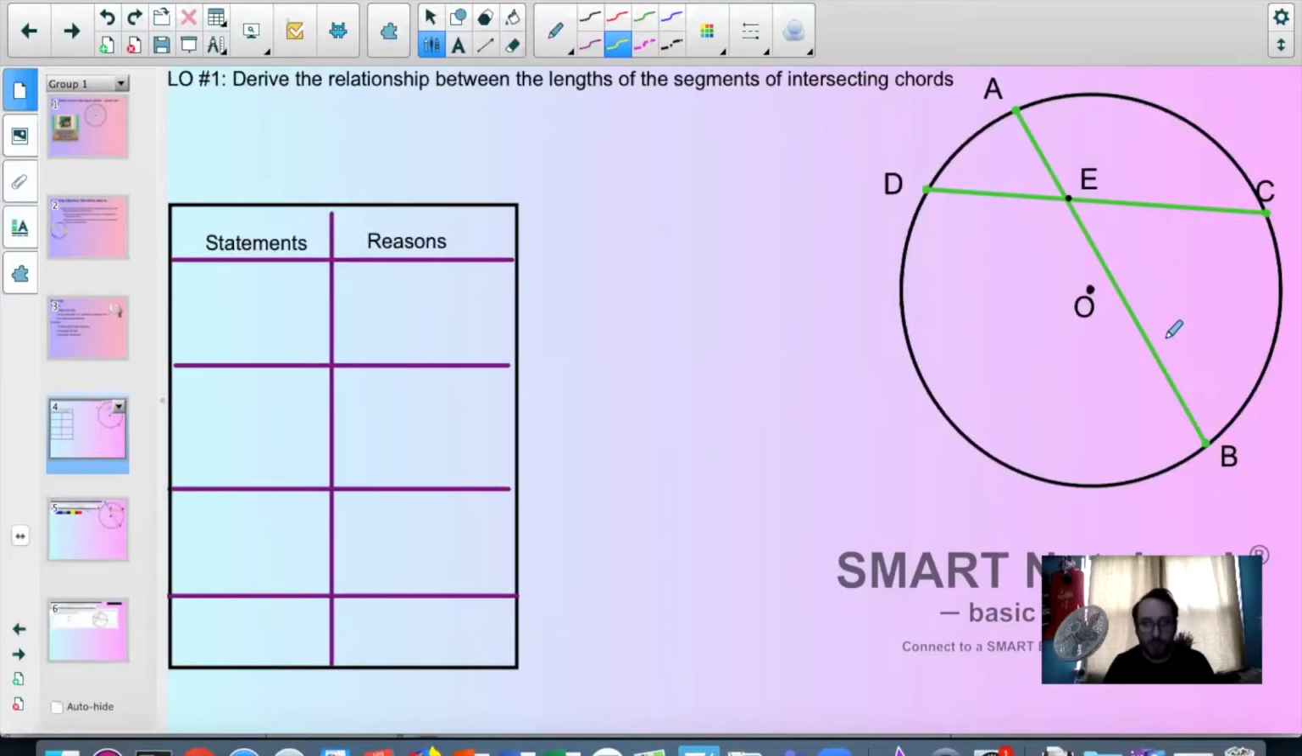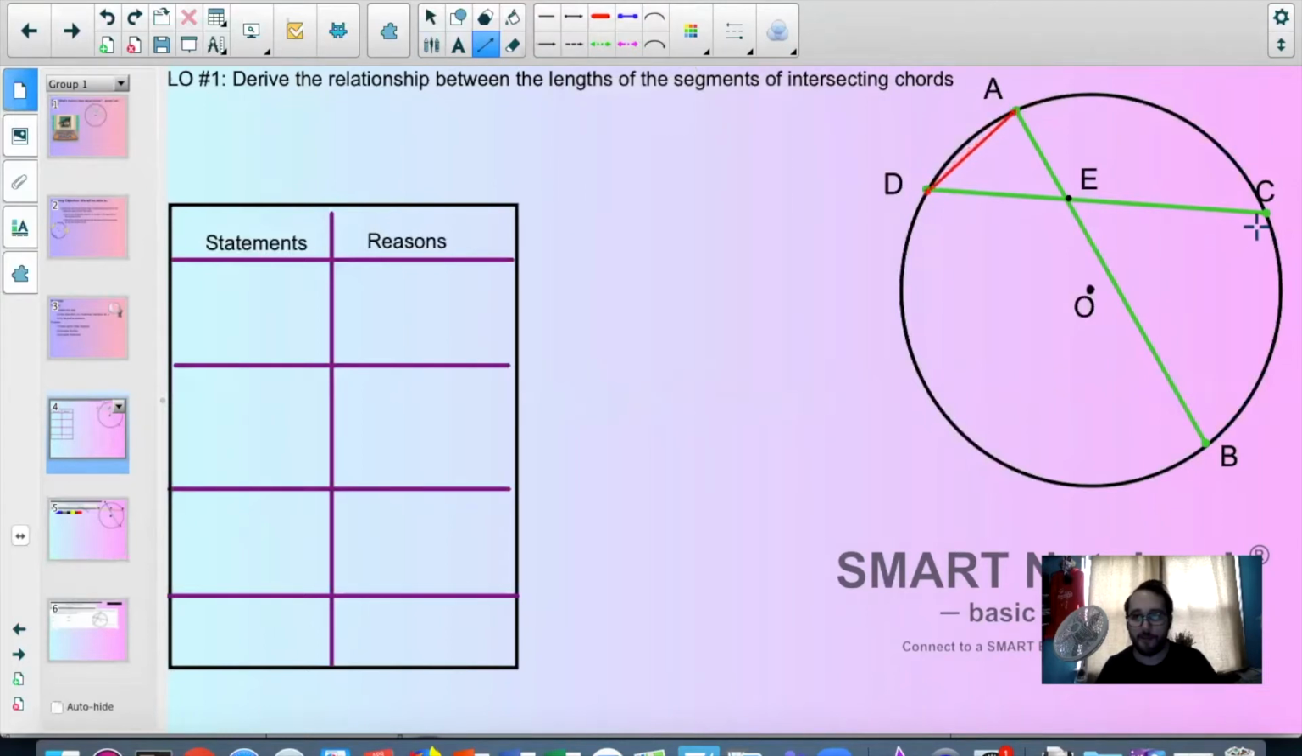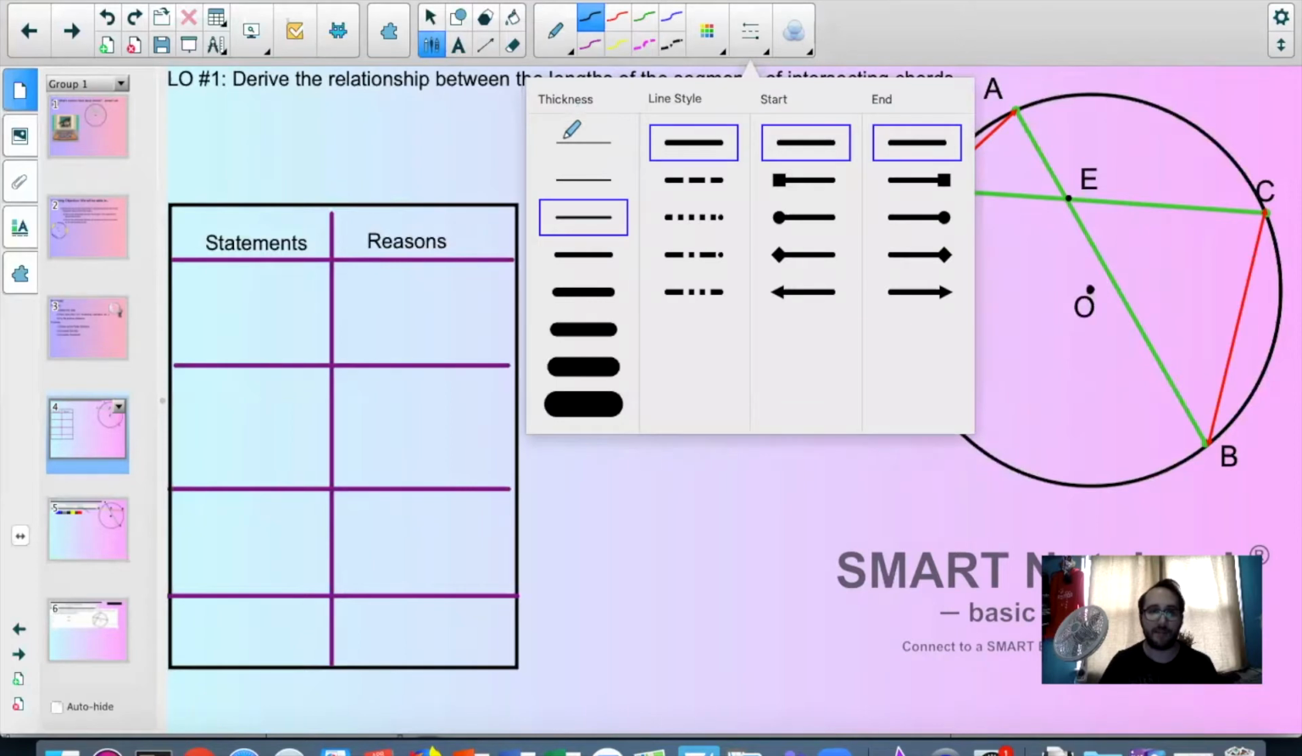Okay. So first things first, something that's going to make this easier is if we connect D and A and C and B. You might be asking yourself, whoa, I see two triangles. And that's true. You do see two triangles, and that's going to be very important. So let's write a couple of things down.